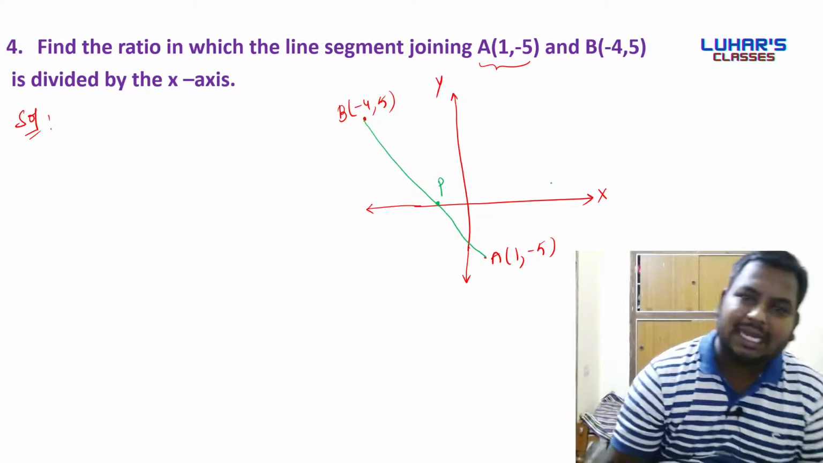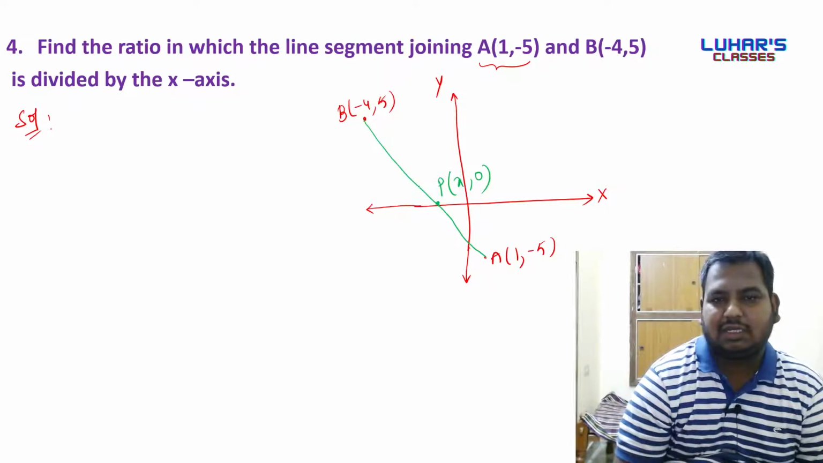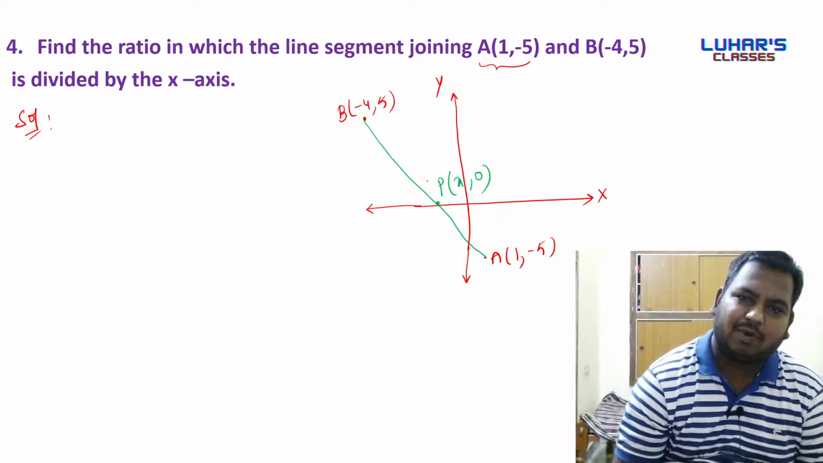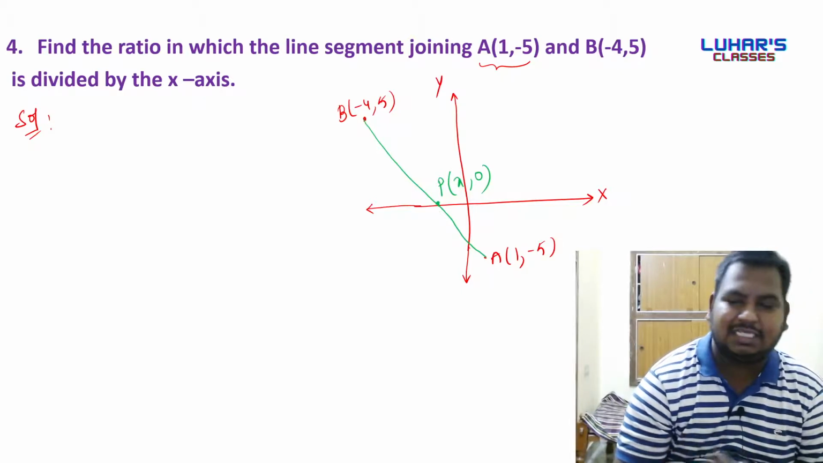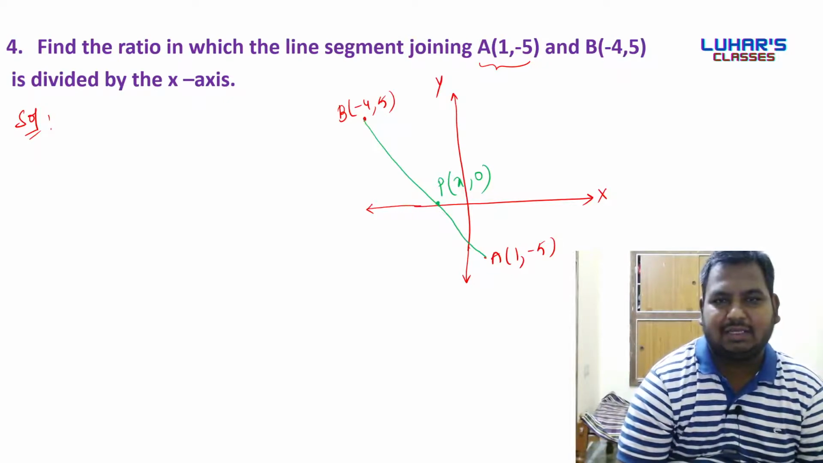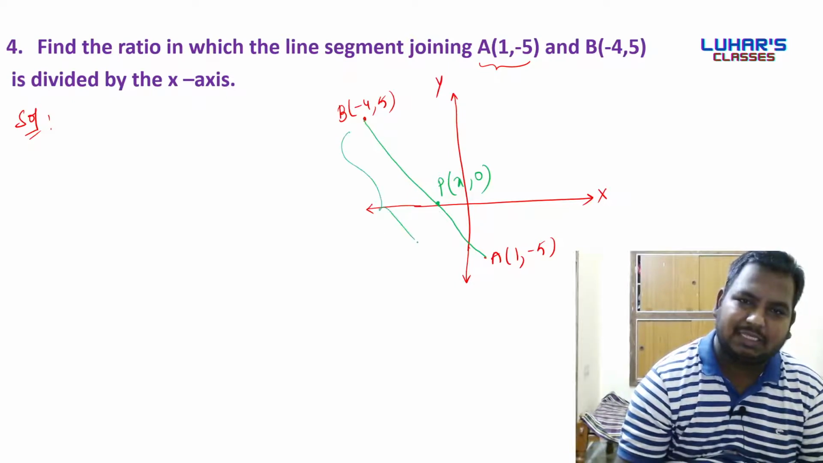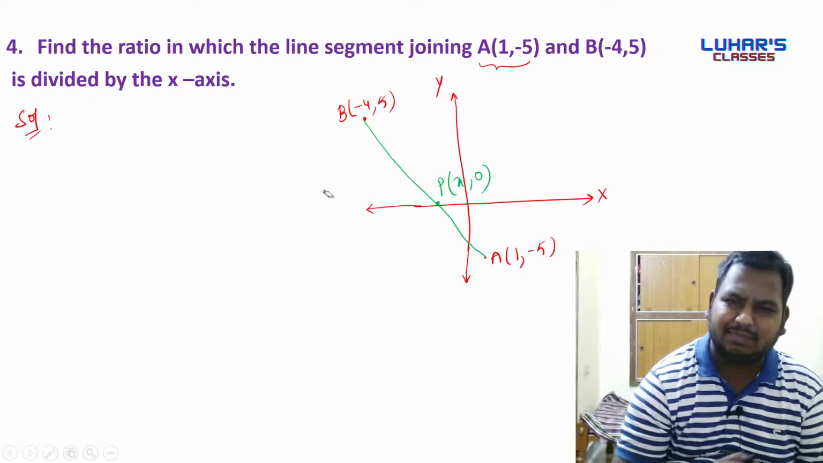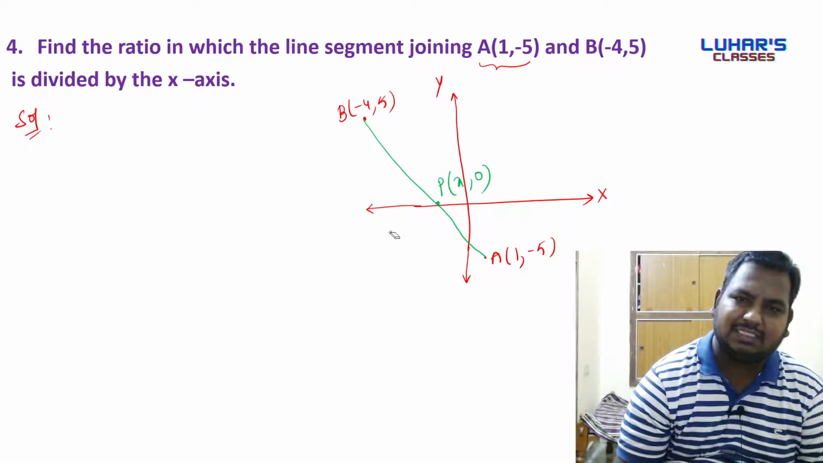Can I know the coordinates of point P? Yes, the coordinates of point P are x comma 0. So we have to find out in which ratio the point P is dividing the line segment AB, or in which ratio the x-axis is dividing the line segment AB. That's the question. In simple language, in what ratio is the point P dividing the line segment AB.